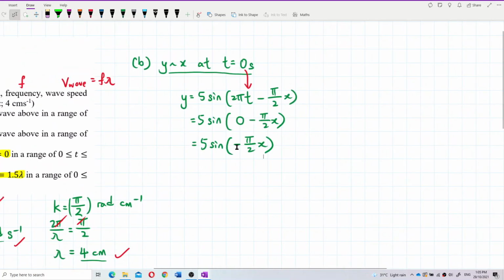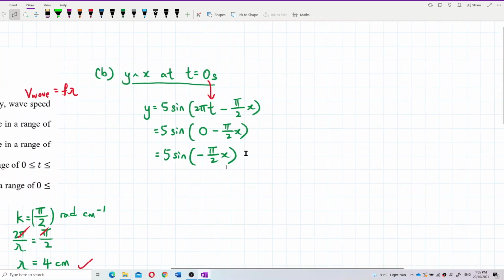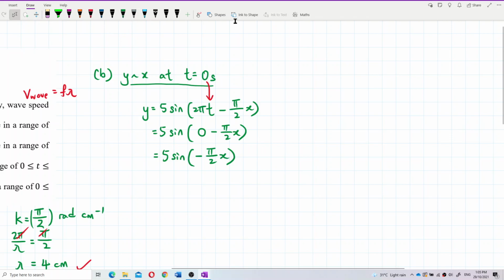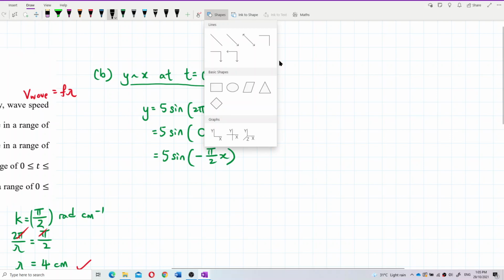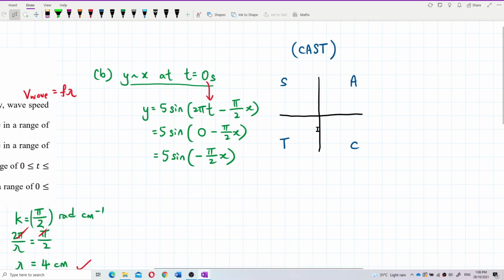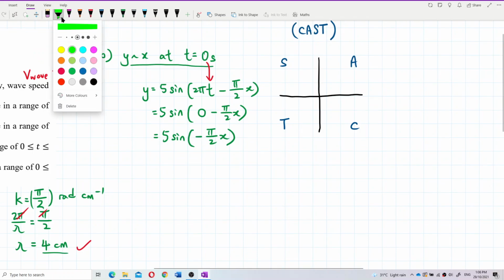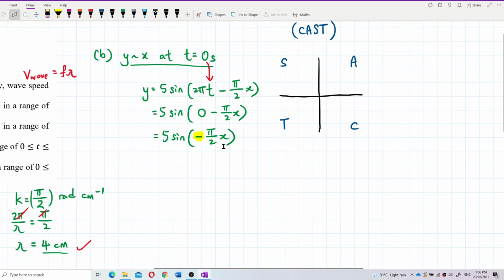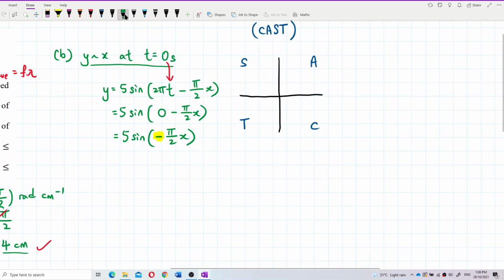Now you have a negative sign here. You cannot leave it negative. You must change it to positive. How? You must remember the trigonometry you have learned in your mathematics. You learned about the quadrants, isn't it? This is the CAST diagram. I learned using the acronym CAST. So if you have a negative angle, another thing we must know is that if the angle is positive, that means it is anti-clockwise.